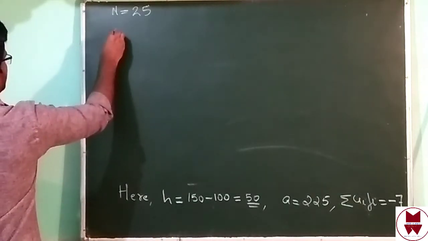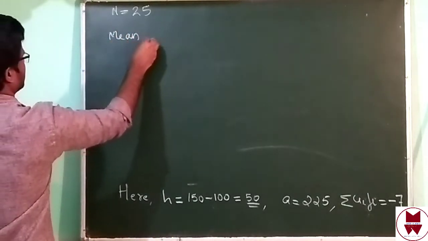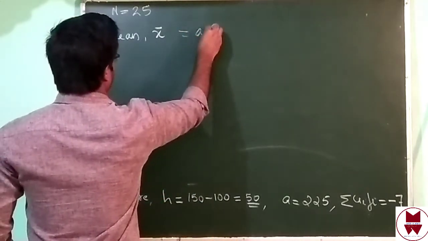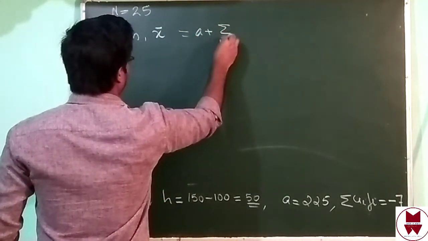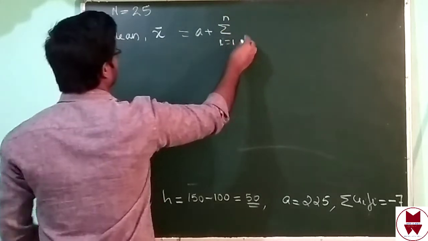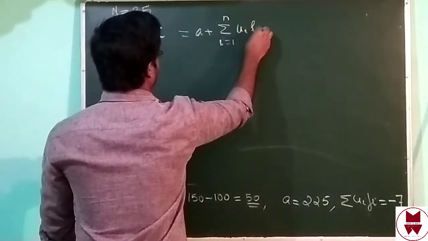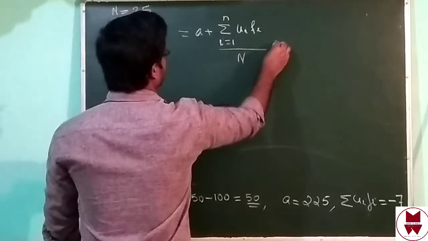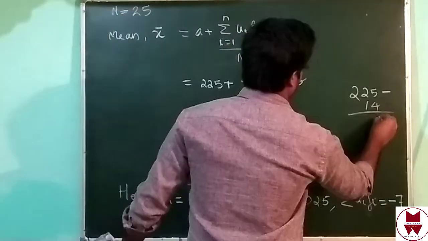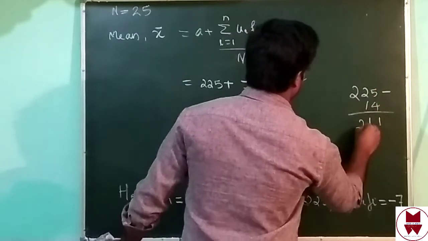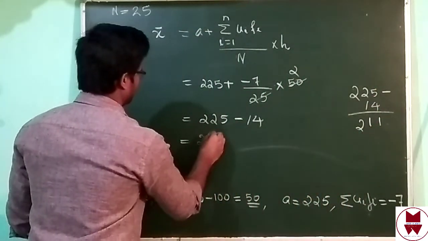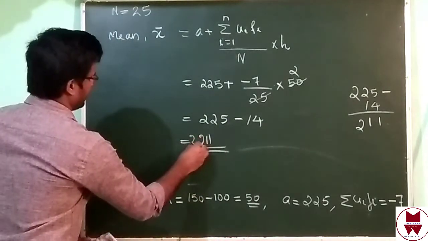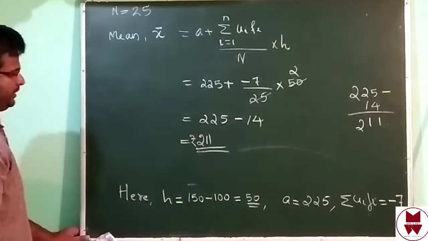Now we can use that formula. Mean x bar equals a plus the sum of i equal to 1 to n of ui fi divided by n, into h. That gives 211. Then we can write rupees 211 as our mean.